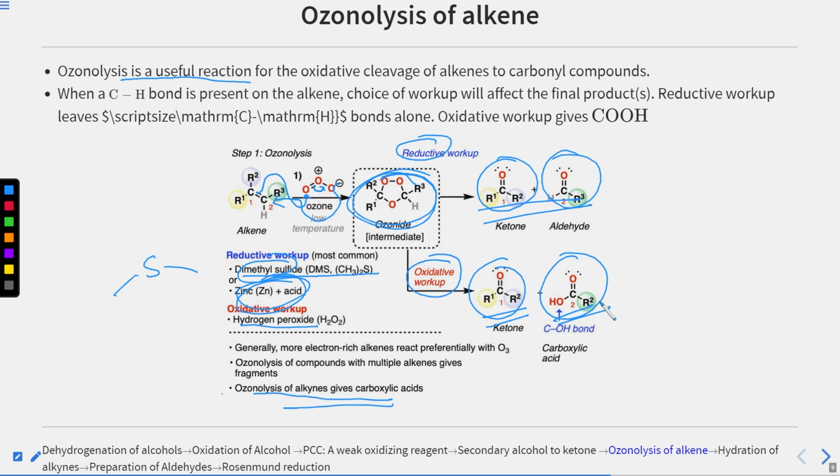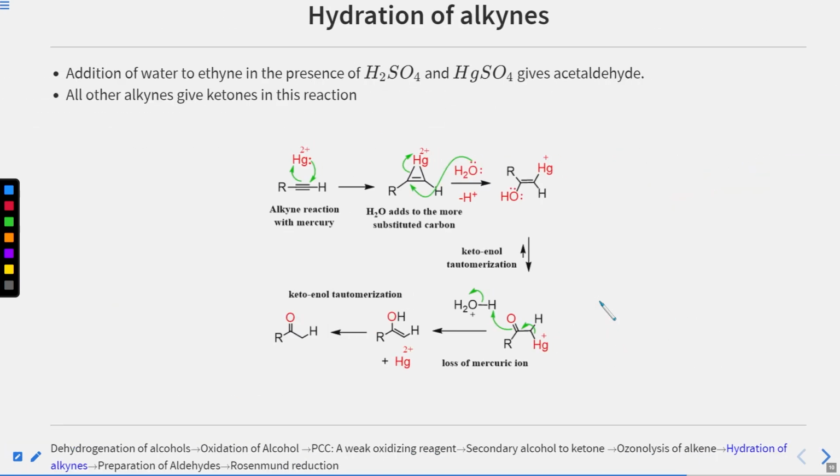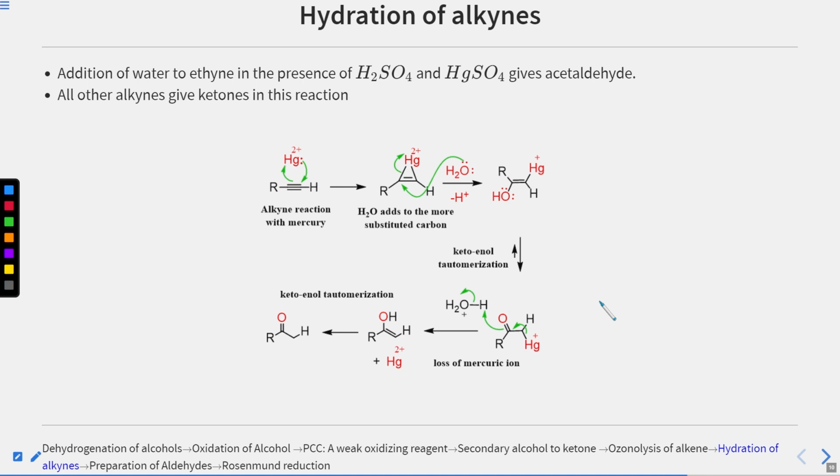Now we will move to hydration of alkynes. You must have studied this reaction earlier also. If not, no problem. We take an alkyne and we do the addition of water in presence of either H2SO4 or HgSO4. Both H2SO4 and HgSO4 have an electrophilic nature, so both can act as an electrophile for alkynes.